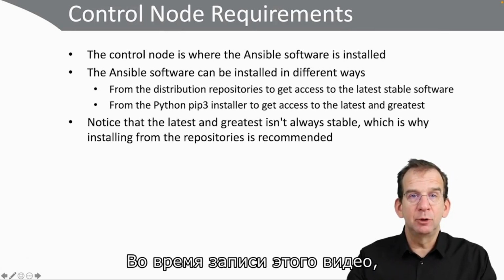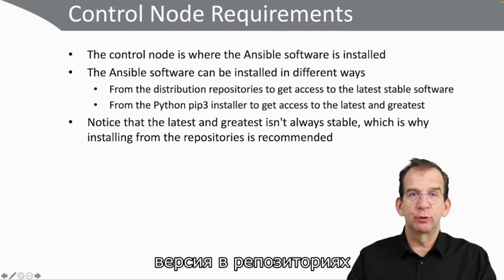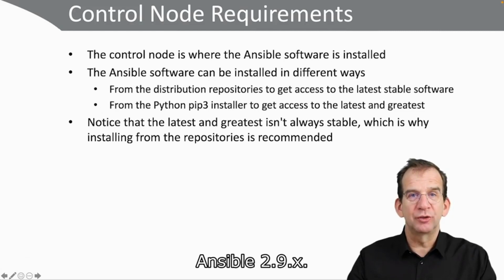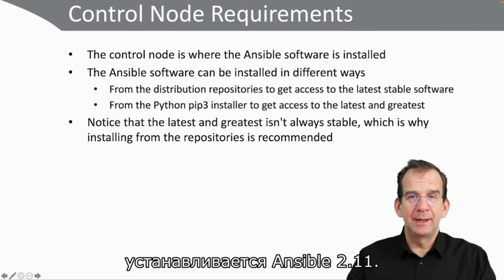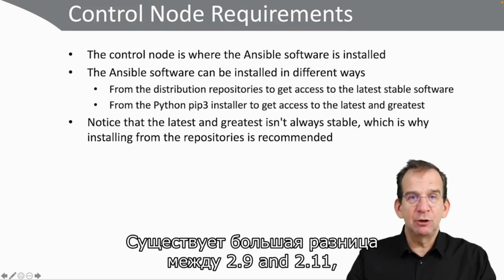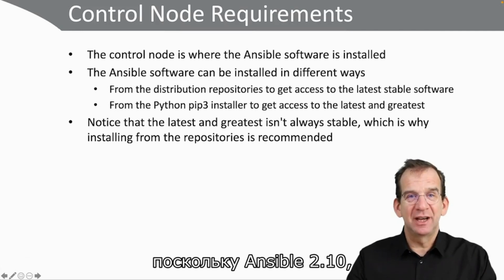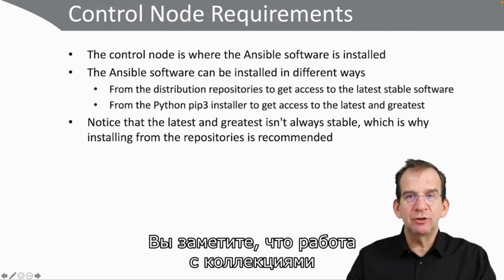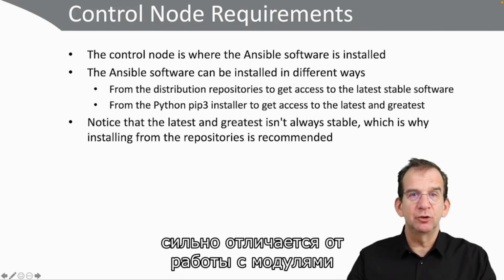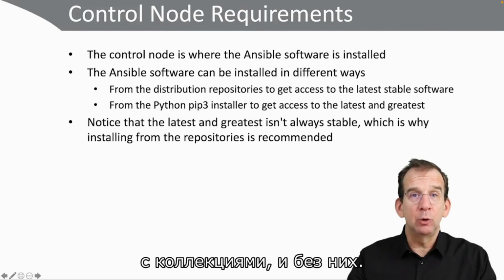Currently, while I am recording, the software that is installed from the repositories is Ansible 2.9 something. And from pip, you will get Ansible 2.11 in the current state. And there is a big difference between 2.9 and 2.11, and that is the fact that in Ansible 2.10 working with collections has become the default. You will notice that working with collections is quite different from working with modules and without collections.